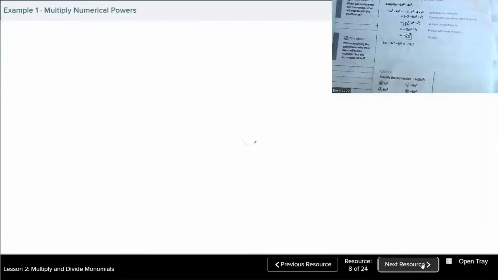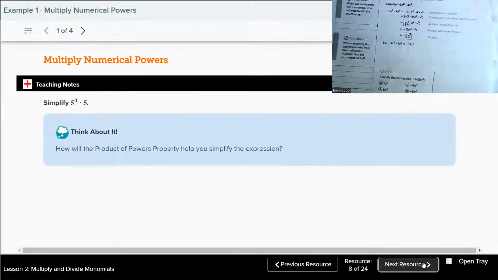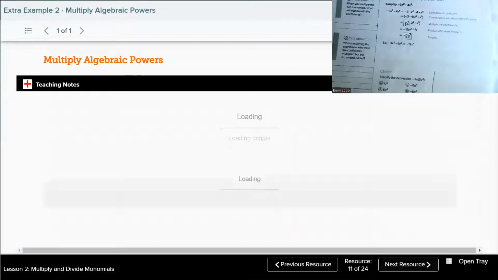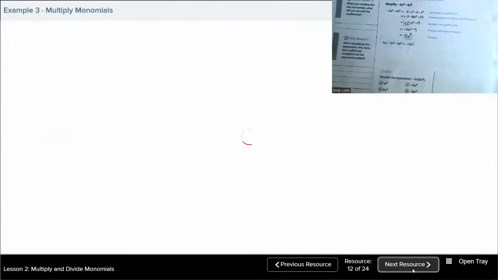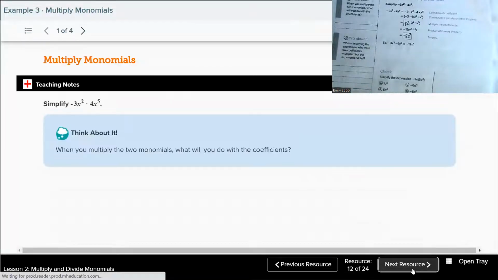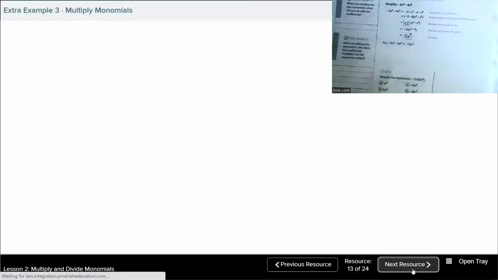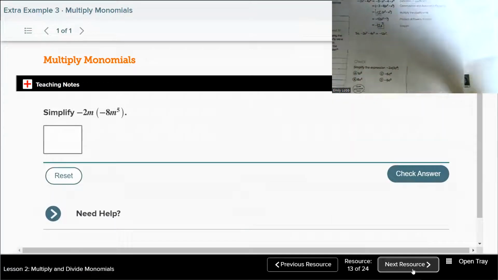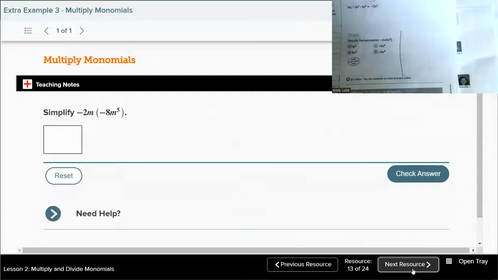So we explored, we learned, we did example 1, we did example 2, and we were just finishing up example 3. So we did example 3, and then there's an extra example 3. So that's where we're going to start today. So remember, the extra examples are not in your packet. We have to write these down.